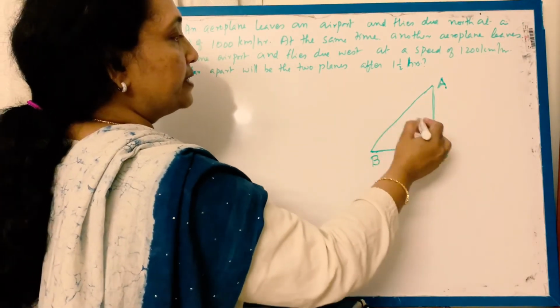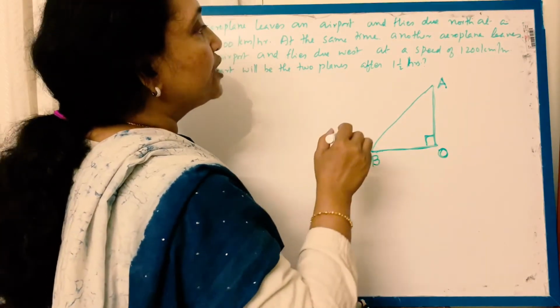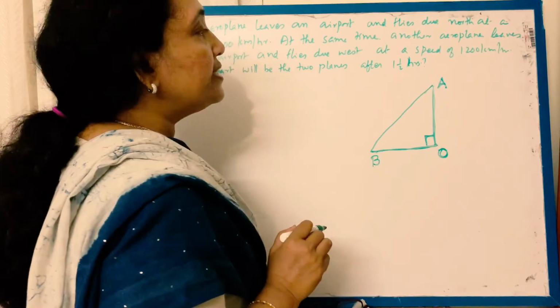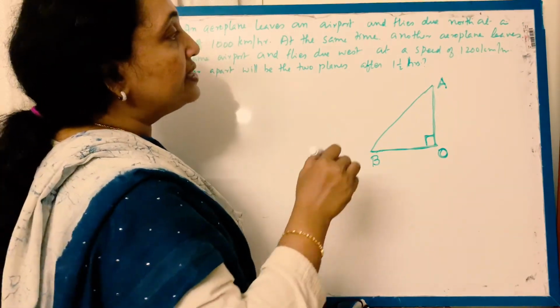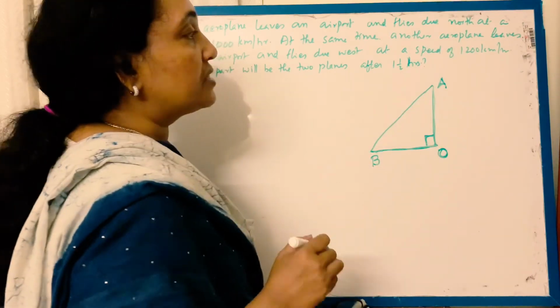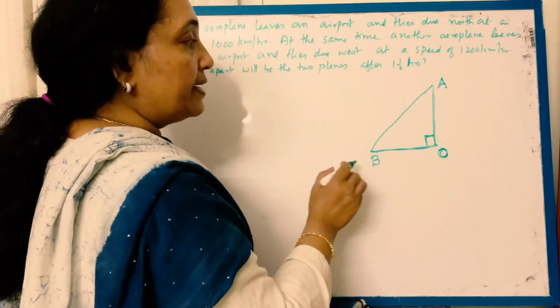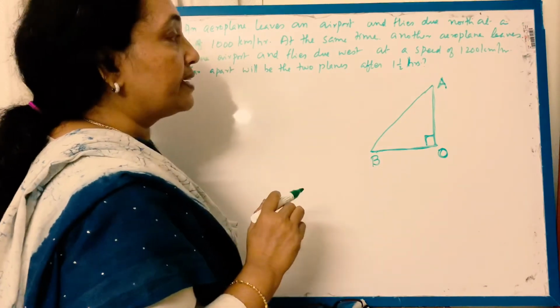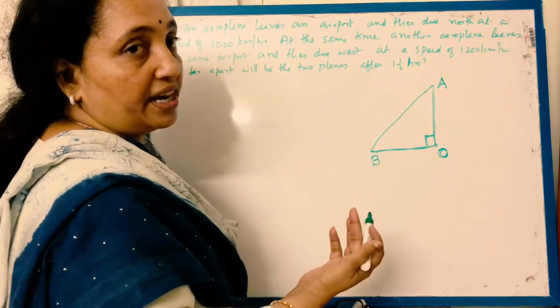Here a right triangle is forming, and given that the speed of the flight A is 1000 km per hour, that means in 1 hour the distance covered by flight A is 1000 km. Similarly, in 1 hour the distance covered by flight B is 1200 km. We want to find the distance between both flights after 1.5 hours.